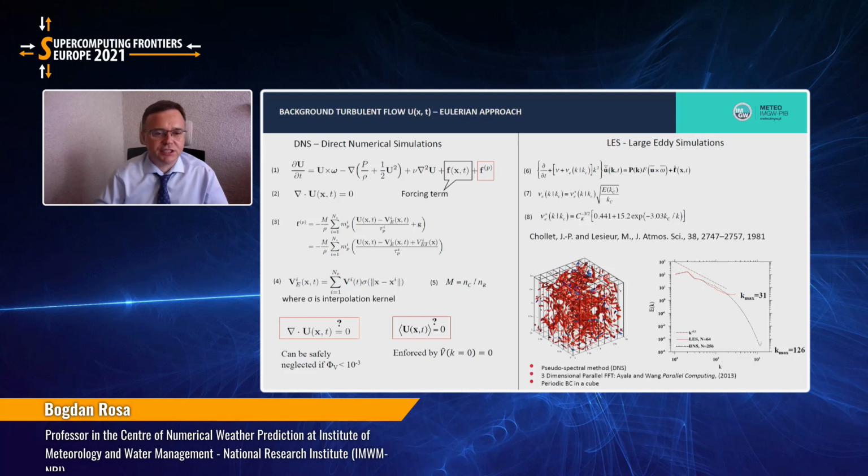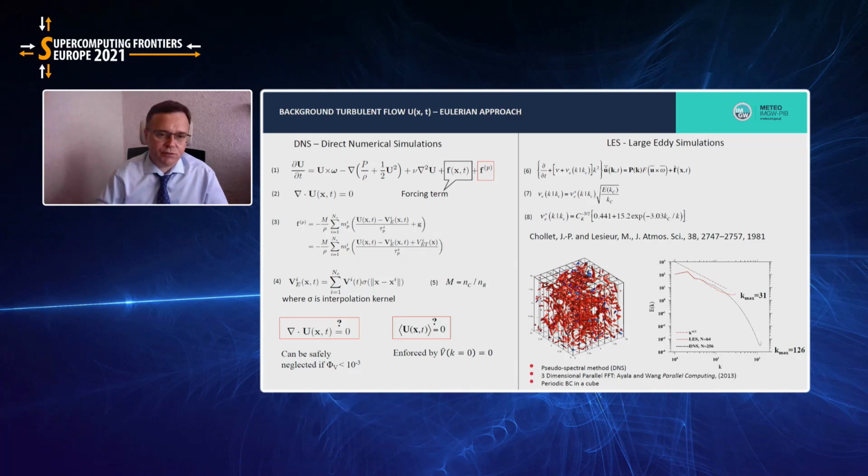It has two additional factors. One is the forcing term, which enforces and maintains turbulent flow, and the last forcing, Fp, is the forcing coming from the droplets if we consider two-way momentum coupling. With two-way momentum coupling, there is a problem because the flow is not divergence free. But this effect can be safely neglected if the volume fraction is smaller than 10 to the minus 3, which is the case in all our simulations.